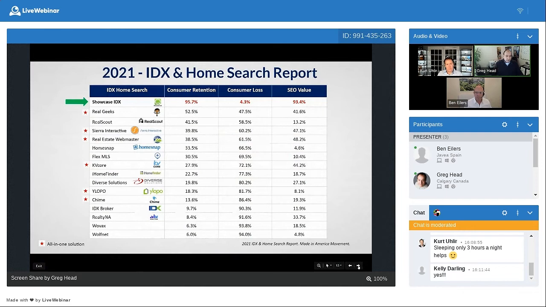So here's a report on the screen on this table. In 2021, there was a report done that compared all the major IDX plugins out there and their home search capabilities from a consumer perspective. And what you'll see, and what Kurt will walk us through here, is Showcase had a 95.7 consumer retention rate and an SEO value of 93, well more than double of every product out there.